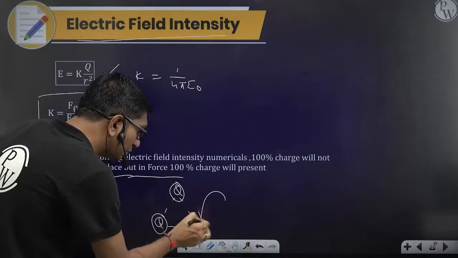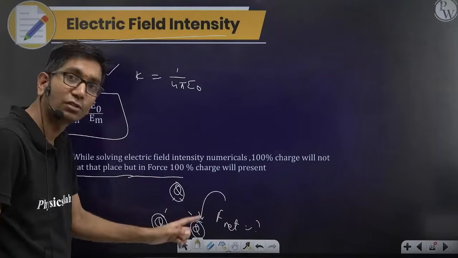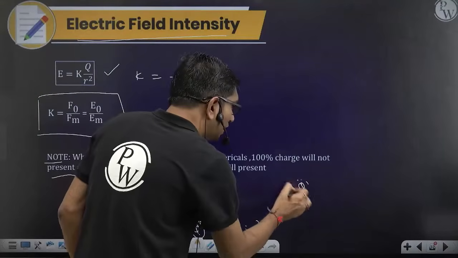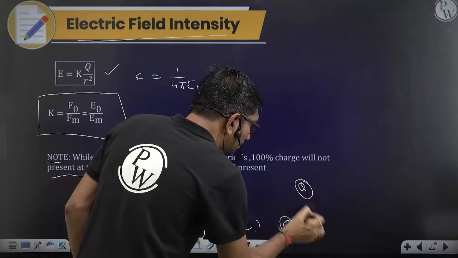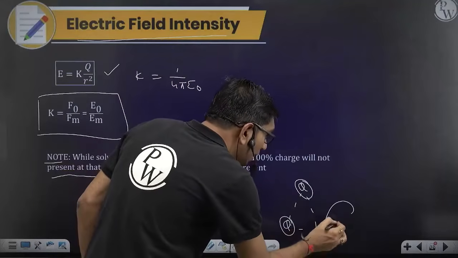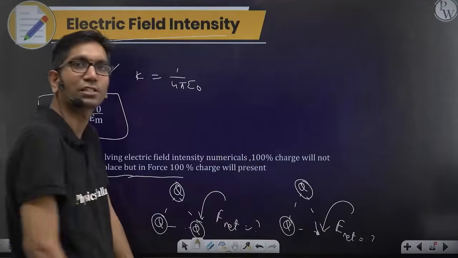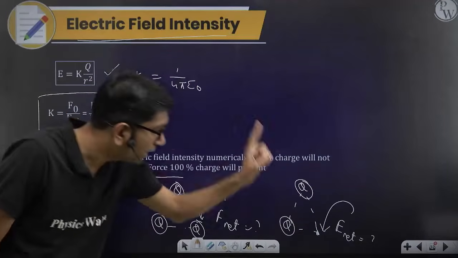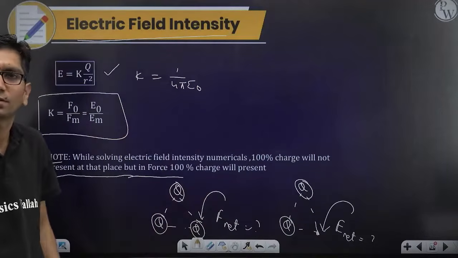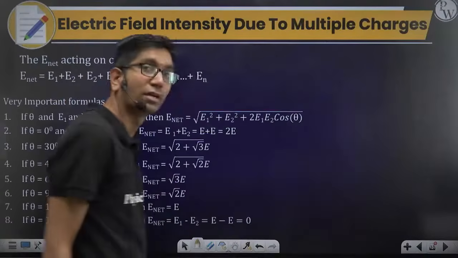So he will ask you, what is the force on this charge? Force. Now, while solving the electric field intensity numericals, there will be no charge here. He will ask you, what is the electric field intensity at this point? At that point, charge will not be present. Okay, chalo beta. So that is the main point you have to remember.